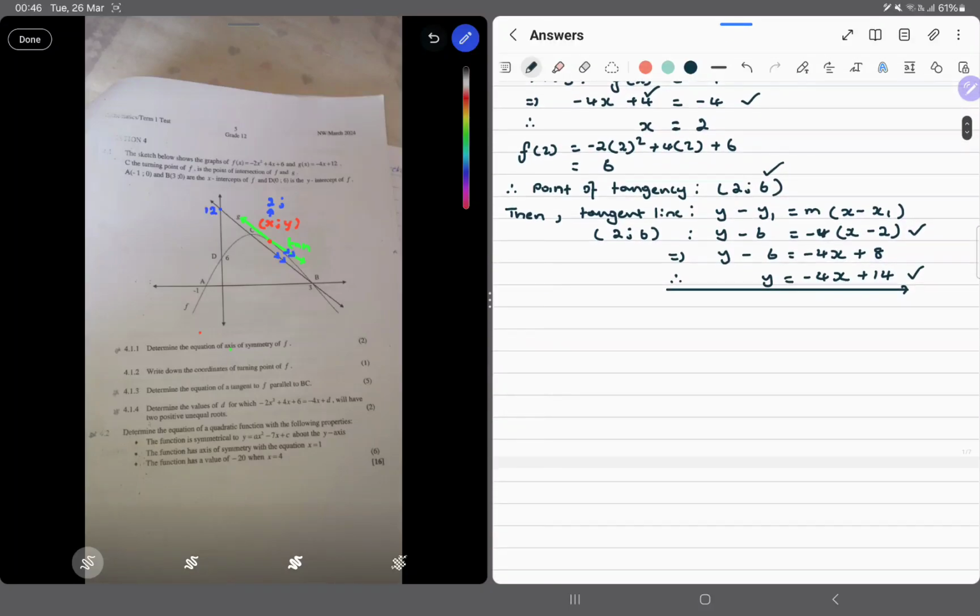Great, let's move on. What is the next question? Next question here is 4.1.4. This one says, determine the values of d for which minus 2x squared plus 4x plus 6, which is the parabola, is equal to minus 4x plus d.